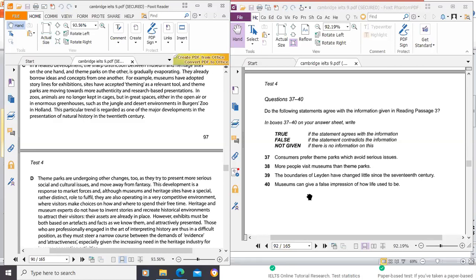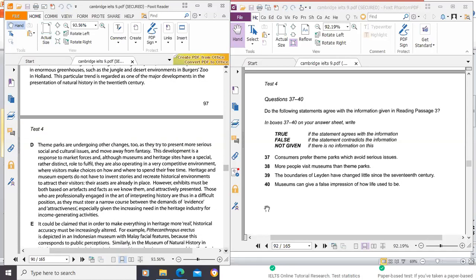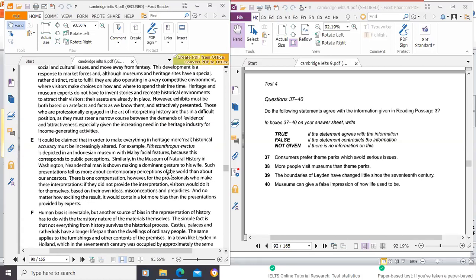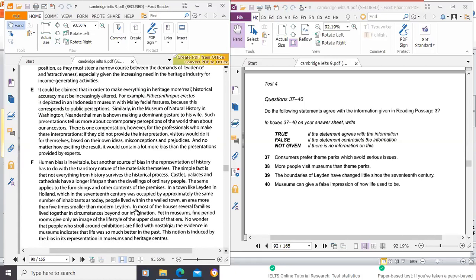So the boundaries of Leiden have changed little since the 17th century. I don't know if that's the correct pronunciation. In this one, we just look for names. Names cannot change, they can't paraphrase names. So we are looking, I think, at where they were mentioning examples. Paragraph F, the last paragraph.